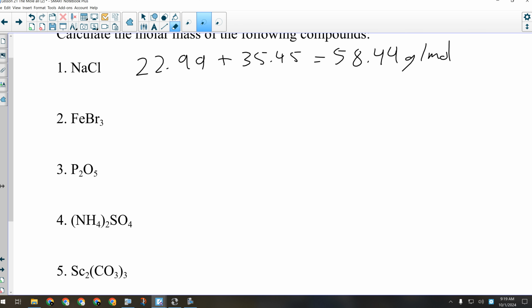So iron, 58.55. Correct me if I'm wrong, guys, going off my memory here. Okay, and bromine, 79.90. Okay, anything I do wrong there? Yeah. What did I do wrong? I didn't multiply the bromine by 3, right? There are 3 bromines in here, so it's 58.55 plus 3 times 79.90.